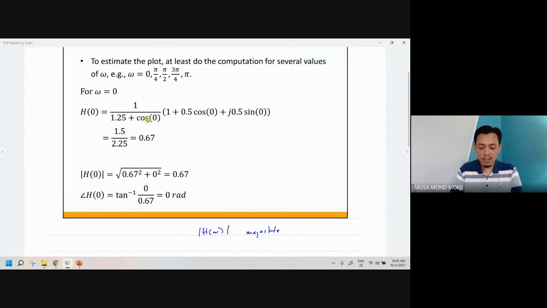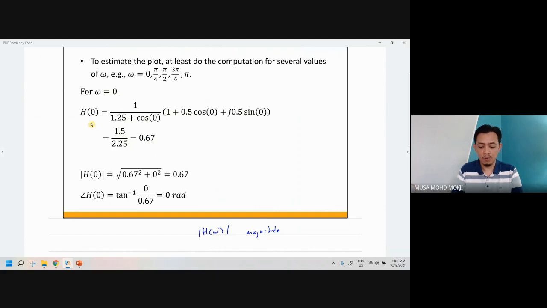So this is the one after we replace omega equals 0. So those are 0, then cos 0 is 1, cos 0 is 1, sine 0 is 0. That's quite basic. So sine 0 is 0, then this one becomes a 0, this one becomes a 0.5, and then plus 1, so becomes a 6.5. And then this is a 1.25 plus 1. So what you get is 1.5 divided by 2.25, 0.67.